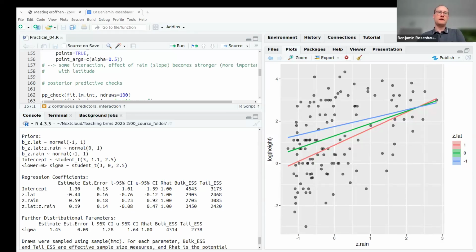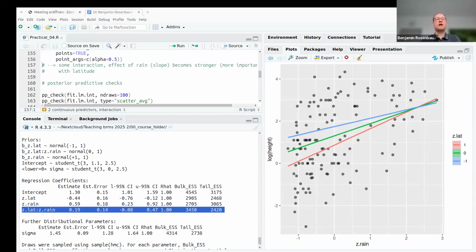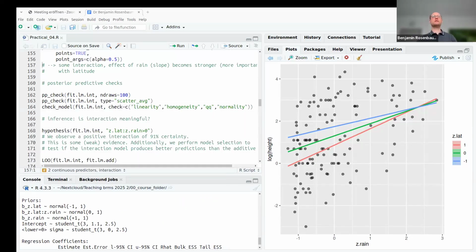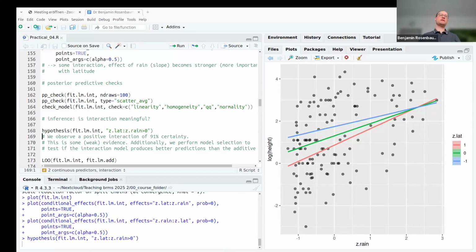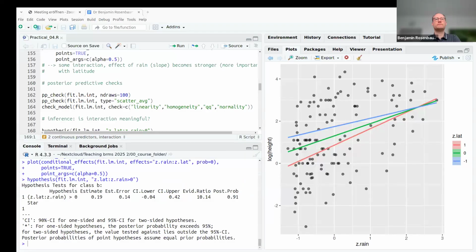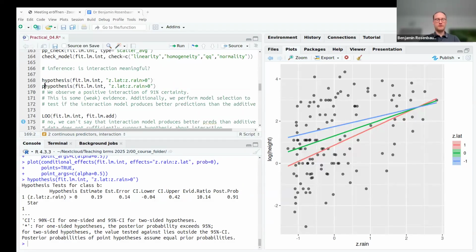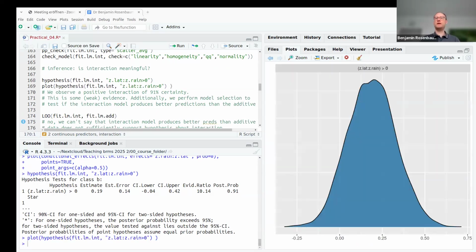And here, in this special case, this can be answered from the model alone. If this interaction is different from 0, then I can argue that the effect changes with the second predictor. So you can just check with the hypothesis function. I plot this as well to show you that we are not so certain here.